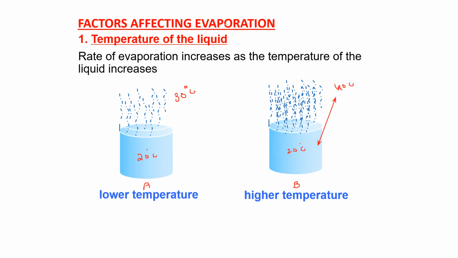That's why the particles at the surface can gain energy, or take energy from the environment, and go out into the environment. Here energy is available, but only a small amount of energy is available. That's why few particles will go out. So the rate of evaporation increases as the temperature of a liquid or the temperature of the surrounding increases.